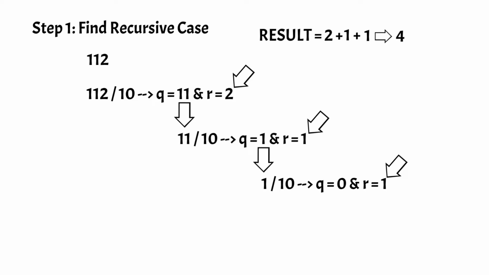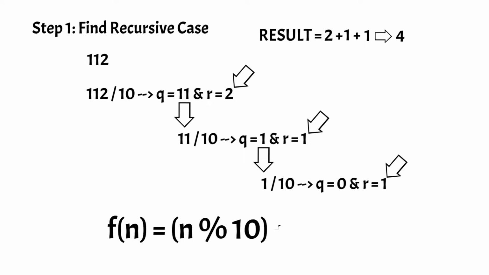So this looks like a recursive case, right? Now the question is how you can represent this recursive case in an expression. If you want to write this recursive case as an expression, then you can say that f of n, where n is a positive integer, will be equal to n modulus 10, which is nothing but the remainder we receive when we divide this positive integer n by 10. So n modulus 10 plus, then we can call the function recursively by dividing it by 10.